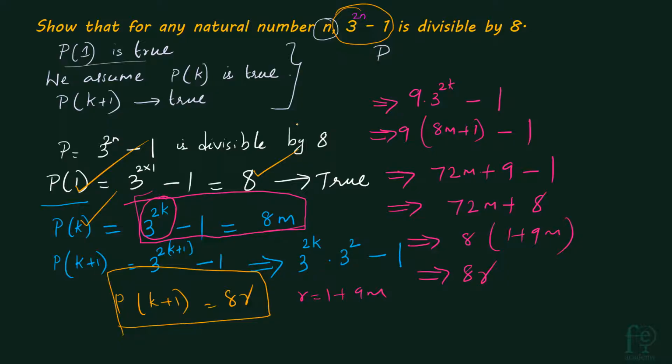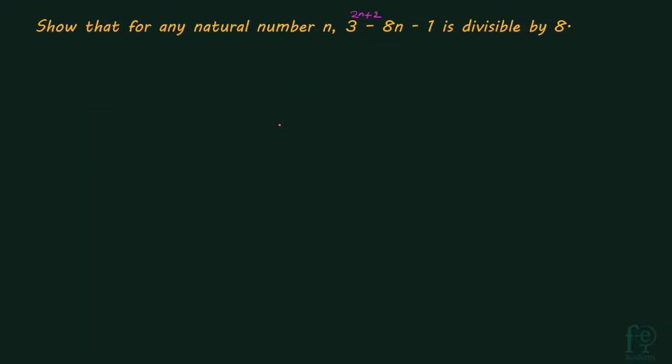Now we can go to the second question. Show that for any natural number n, 3 raised to 2n plus 2 minus 8n minus 1 is divisible by 8. So again, first we can go to P of 1. So what is P of 1? P of 1 will be 3 raised to 2 into 1 plus 2 minus 8 into 1 minus 1, which will be giving you 3 raised to 4. 3 square is equal to 9. So 3 raised to 4 is equal to 81. So 81 minus 8 minus 1.